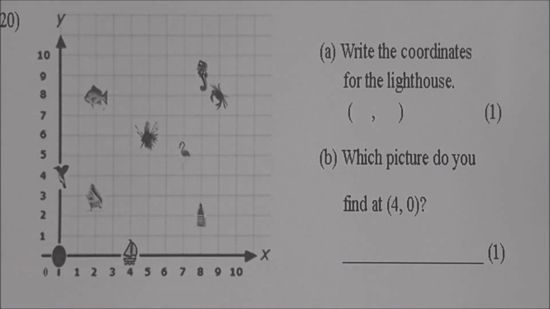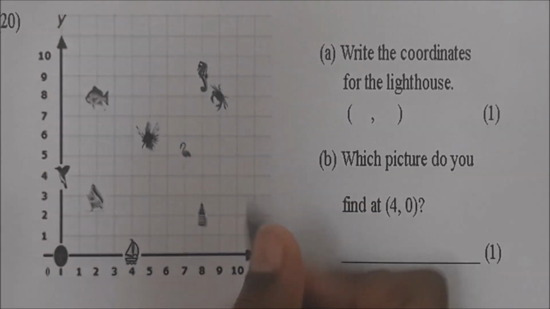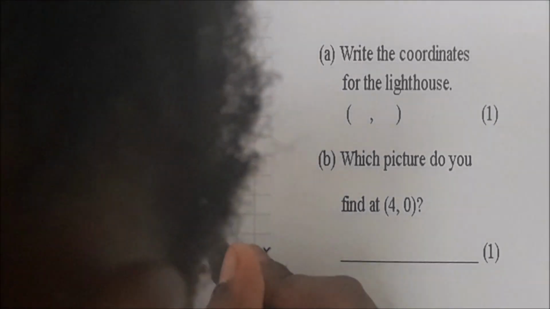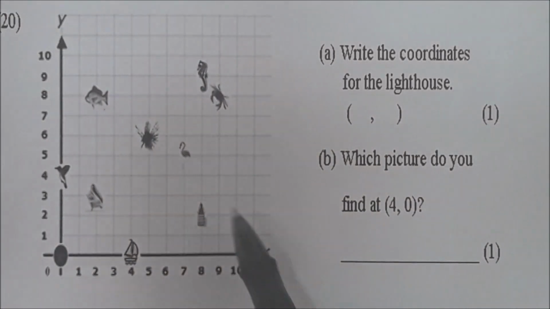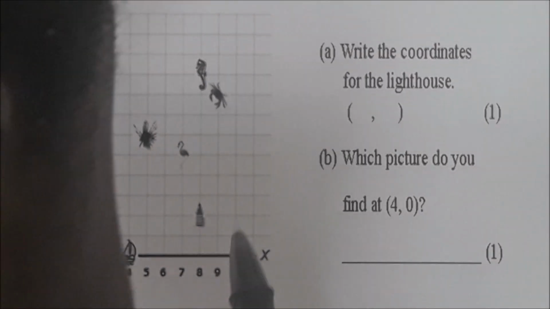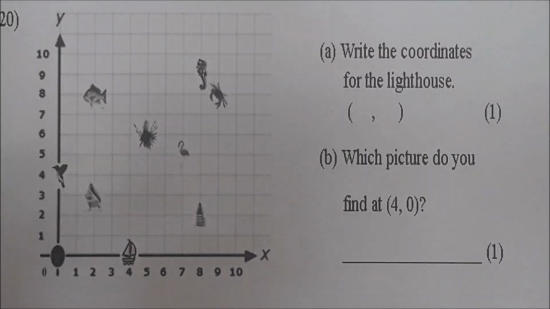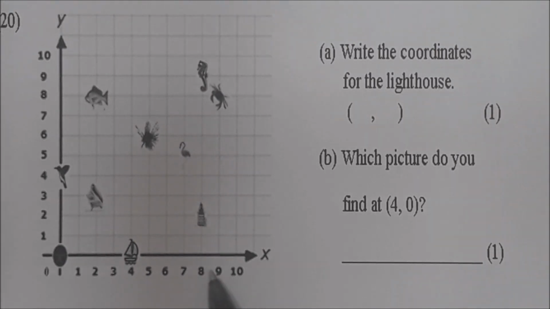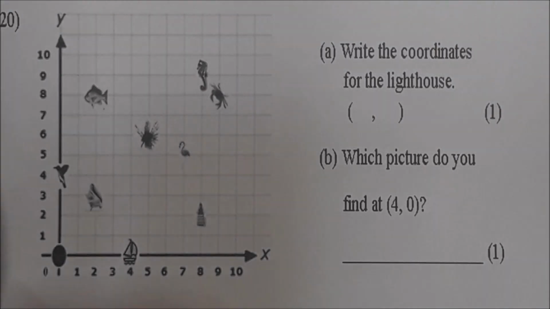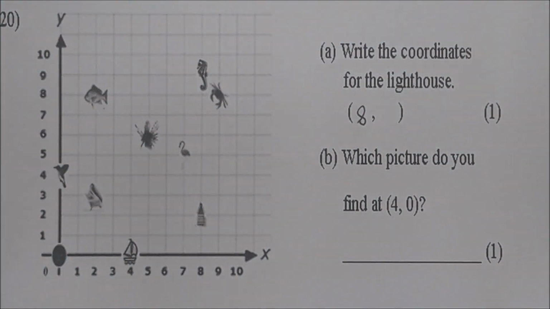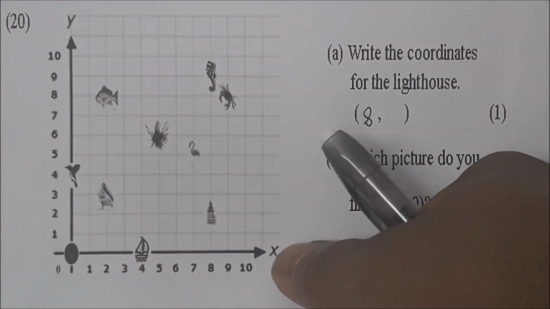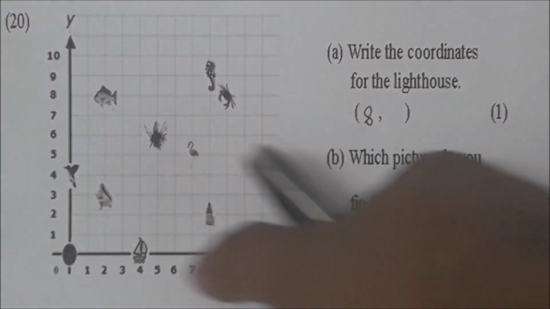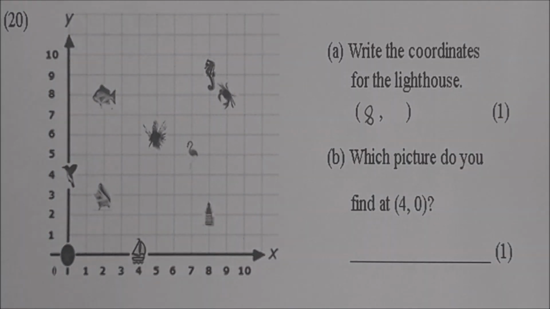Okay, Sky, let's do the first one. Write the coordinates for the lighthouse. So you find the lighthouse, and what do you do? Look down. Where are you looking? Down. What number is there? 8. So what do you do? You put that number first. That's the number on the x-axis. See X right there? So you have to put the number that's on the x-axis first.